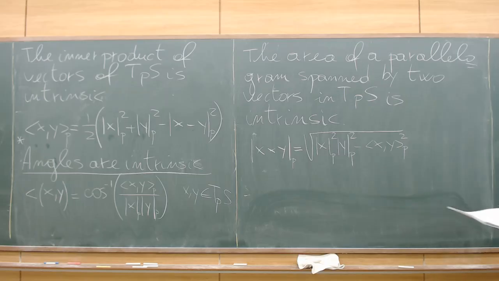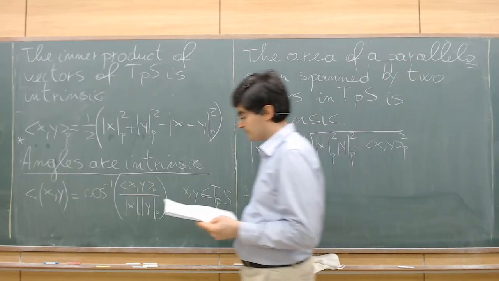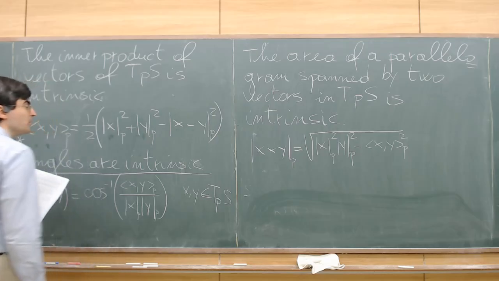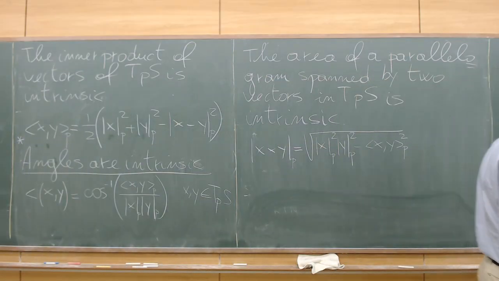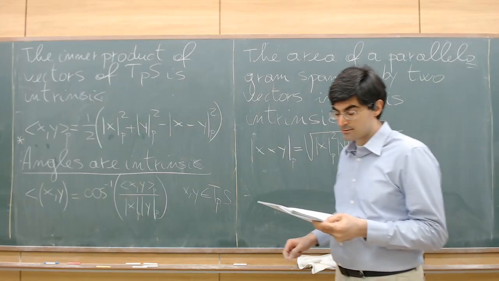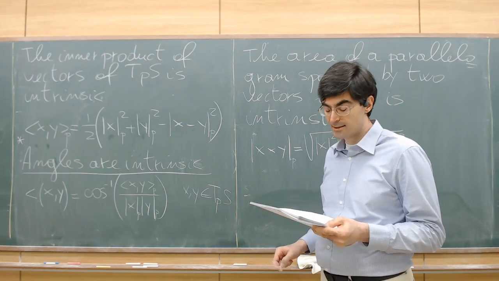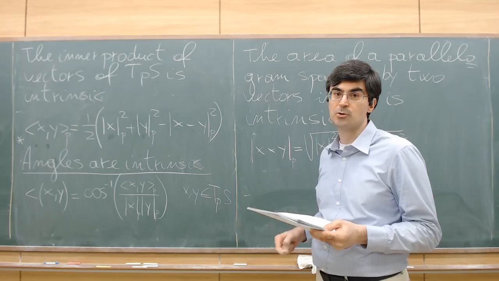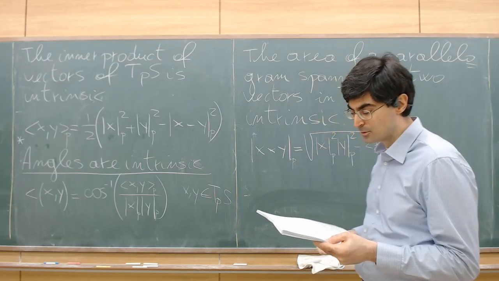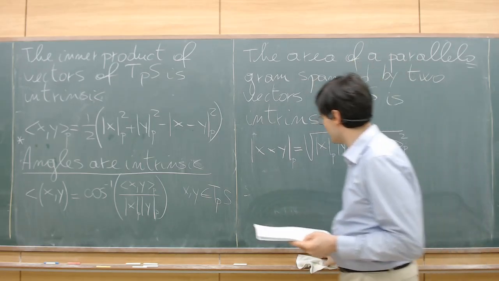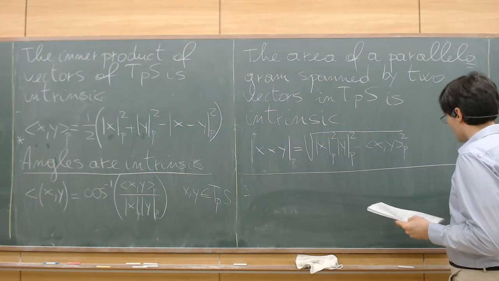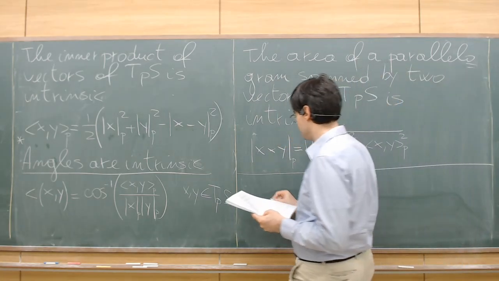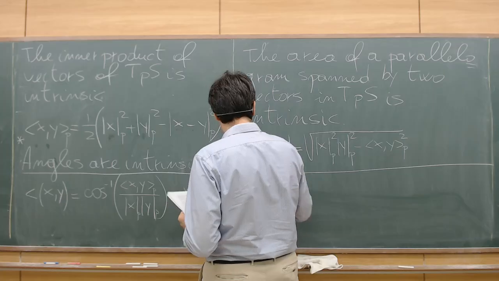Now we will try to be more rigorous, and our goal is to give a precise definition of intrinsic, that is, a definition in terms of mathematical objects. In order to do this, I have to introduce the notion of isometry.